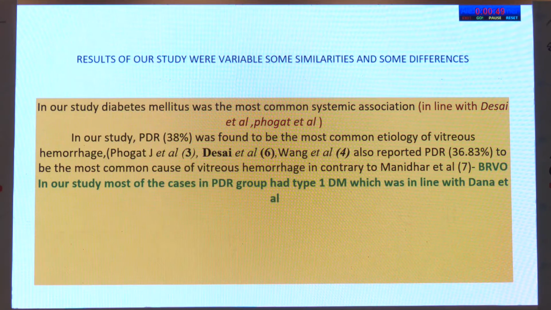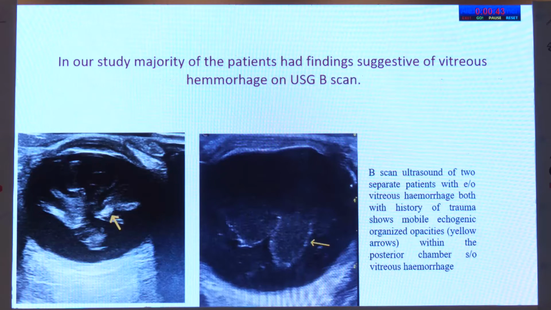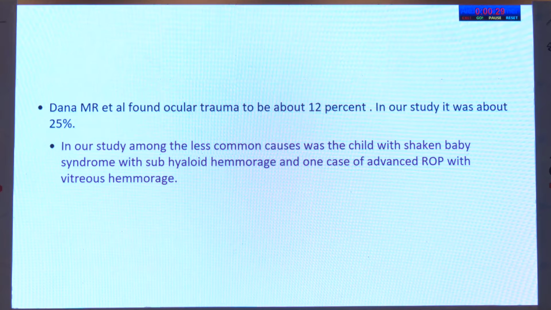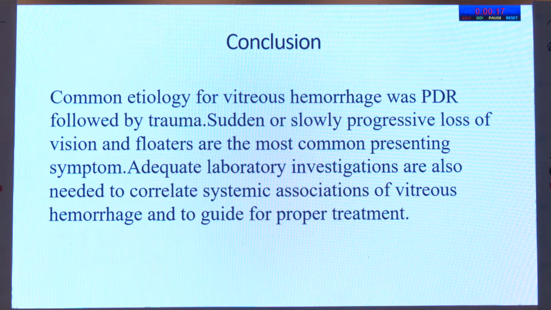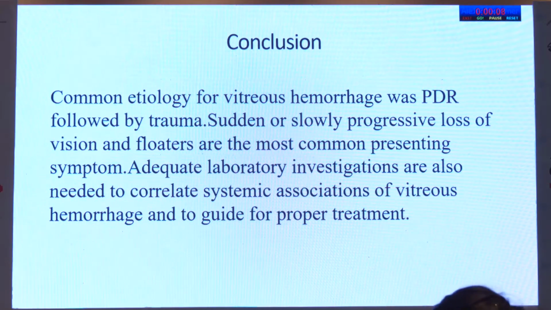In our study, most cases in the PDR group had type 1 diabetes mellitus, which was in line with Dana et al. The majority of the patients had findings suggestive of vitreous hemorrhage. You can see in this B scan picture the membrane echoes suggestive of vitreous hemorrhage. Among the rare cases was a case of shaken baby syndrome with a subhyaloid hemorrhage. We had one more case of advanced ROP with a vitreous hemorrhage. The common etiology for vitreous hemorrhage was PDR in our case, and adequate laboratory investigations are needed to correlate systemic associations. These are my references.